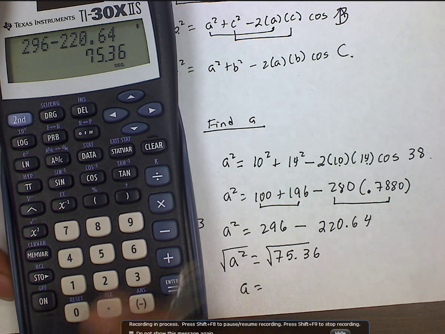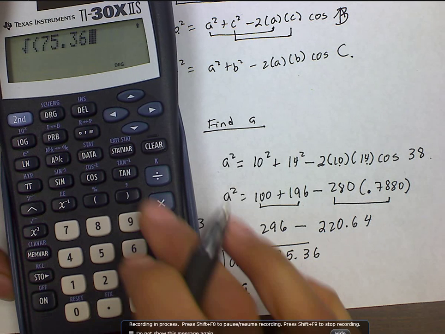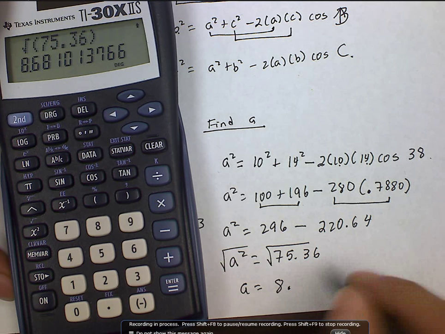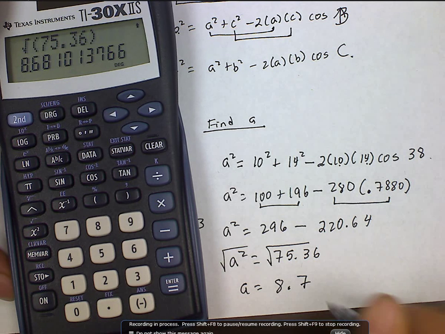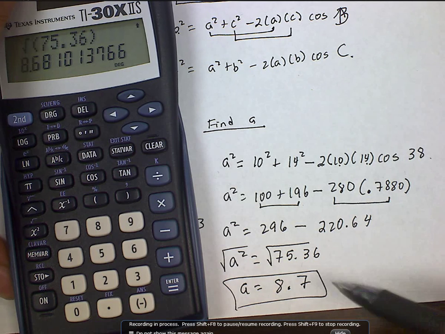So the square root of 75.36 gives you 8.68, so we can say 8.7. Okay, that's pretty much what you have to do for the law of cosines. All you have to do is plug in the values into this formula.